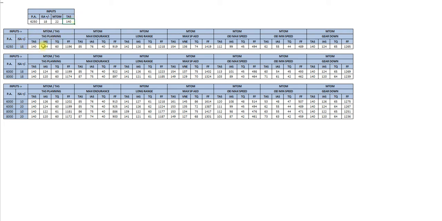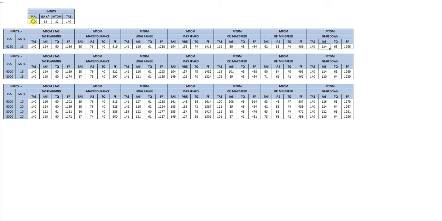So at 140 knots TAS, you expect an indicator of 124. You need to pull a torque of 60, and your fuel flow will be 1,196 pounds per hour. So your max endurance numbers, your long range numbers, your max speed AEO numbers, your OEI max speed, OEI minimum speeds, and your gear down. So if you happen to have your gear down, these are the penalties. Obviously your fuel flow is going to be a little bit more, you have to pull a bit more torque to get the same TAS and indicated.